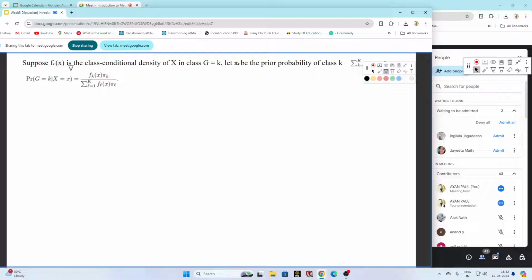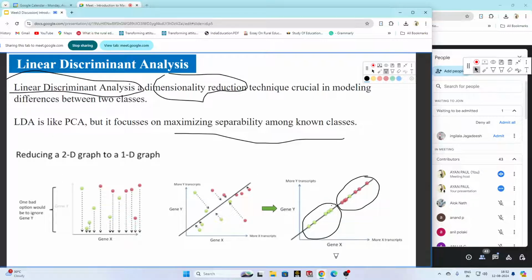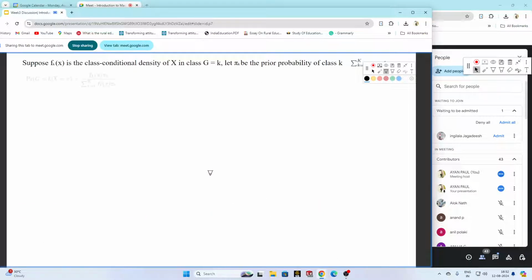I have already told you this: LDA considers your data points to be a Gaussian distribution. The probability of your data point belonging to a class K is given by this. Fk is your probability density function, and pi k is your sample size. The top is always for one class, and below is the sum over all the classes.